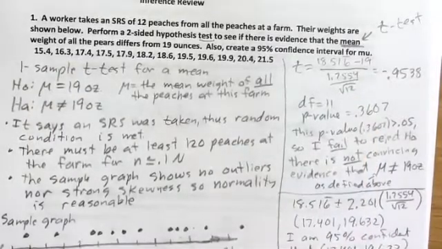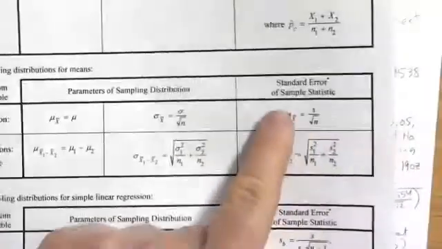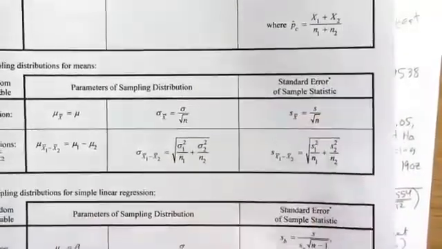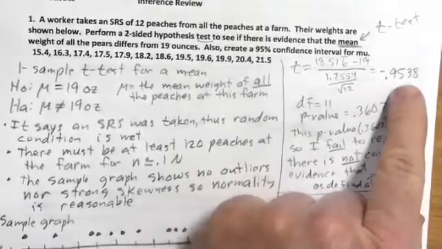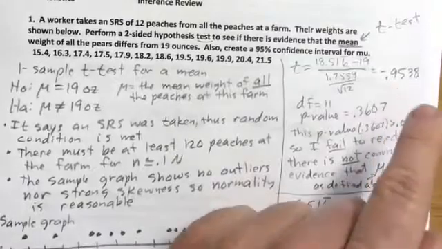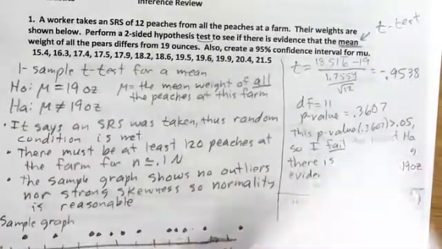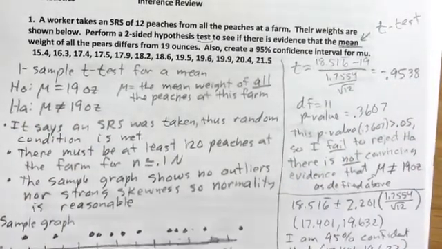The formula for standard error, let me remind you. Standard error for a mean is s over the square root of n. That's how I got that value. And then you can use tcdf to find your p-value. All right, but let me show you how to do this with your calculator.